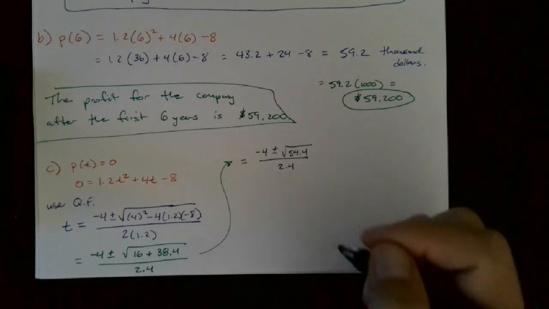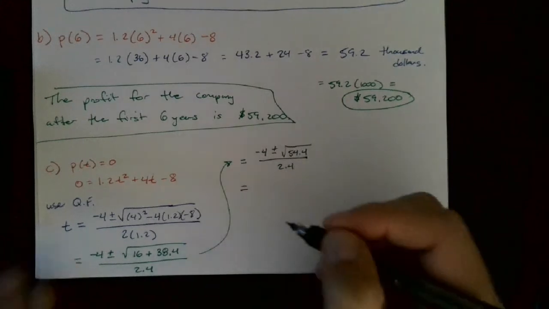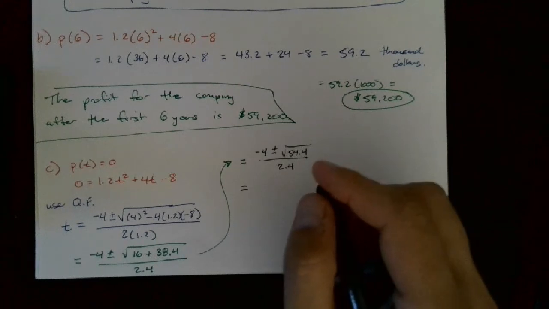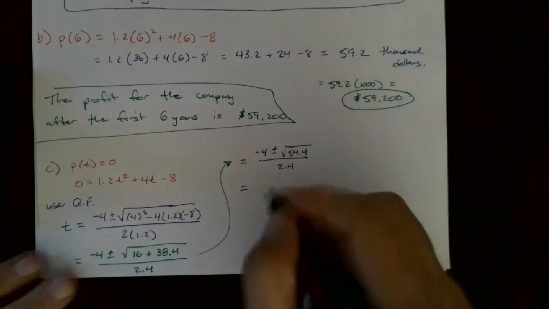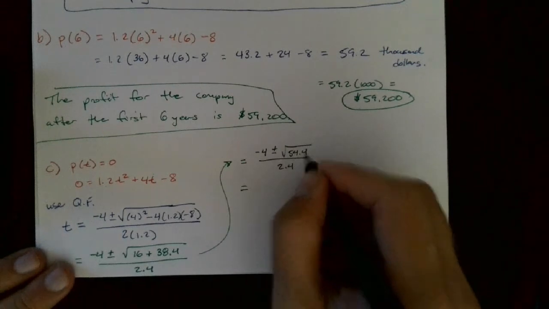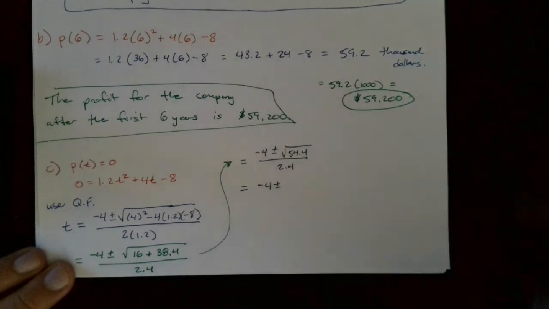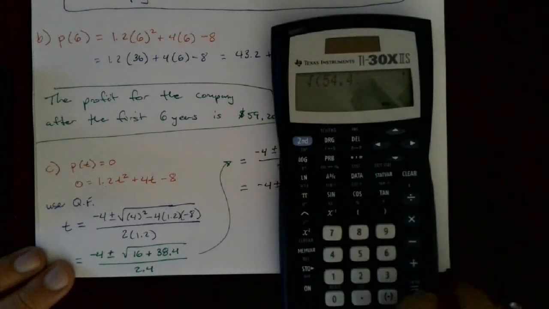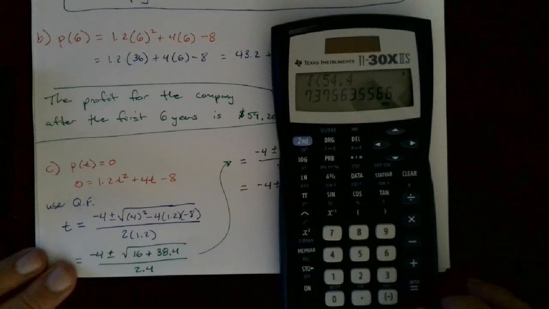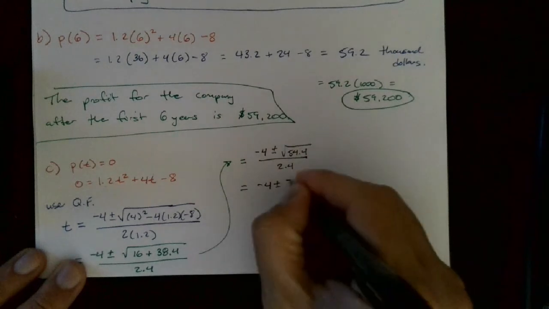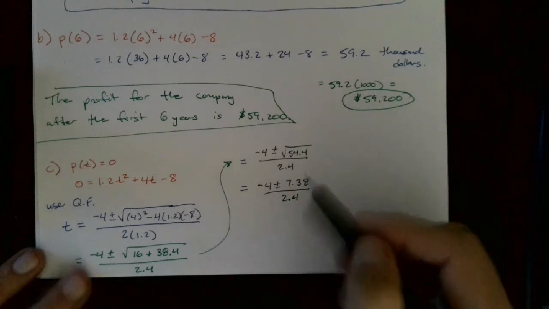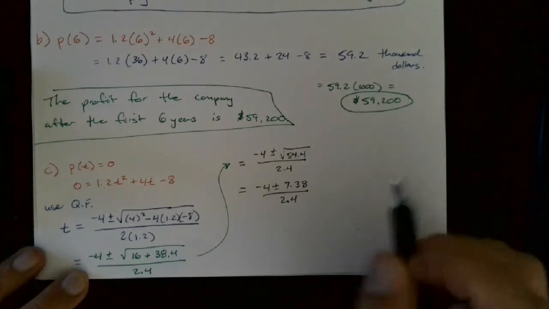And we're using an approximation here. Typically I'd say leave the exact values, but because we're doing an applied problem, we want to use an approximation. So let's approximate the square root of 54.4. It's not a perfect square. So we have negative 4 plus or minus, taking the square root on our calculator, 54.4, we got 7.3756. I'll just use 2 decimals, so 7.38. So plus or minus 7.38 all over 2.4. And remember, I'm doing this because it's an application problem and I want to figure out a number of years.